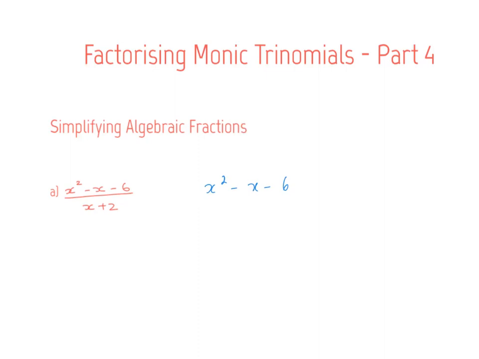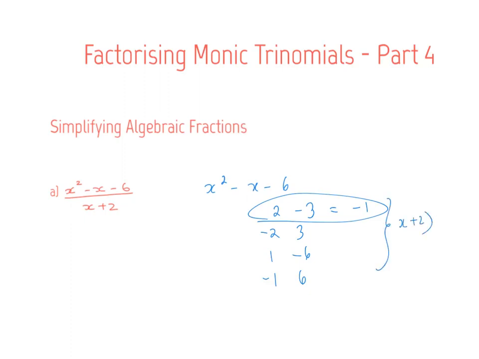So two numbers when I multiply give me minus 6 and when I add give me minus 1. So let's have a look at the factors of minus 6. I could have 2 times minus 3. I could have minus 2 times 3. I could have 1 times minus 6 and I could have minus 1 times positive 6. Now when I add these, 2 plus minus 3 gives me minus 1. I don't need to go through the rest of the list, so I know that these are my factors.